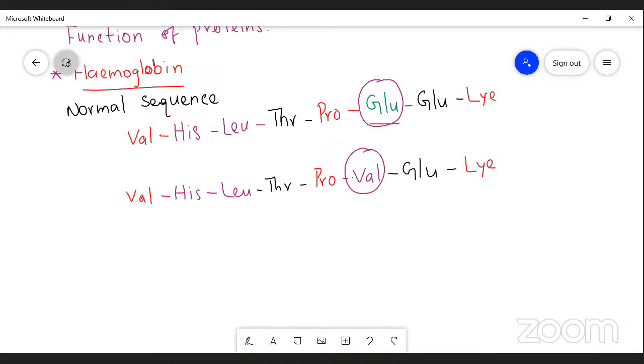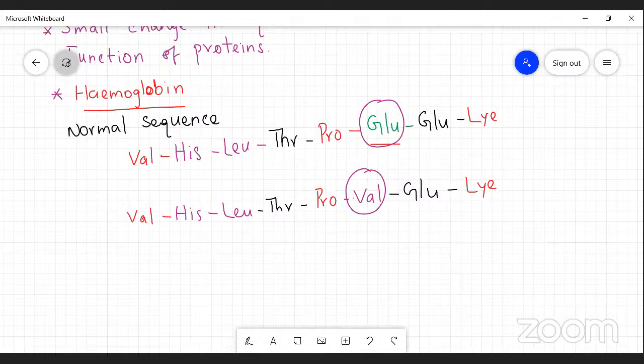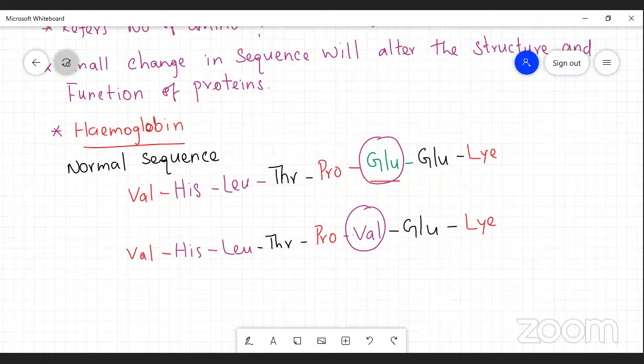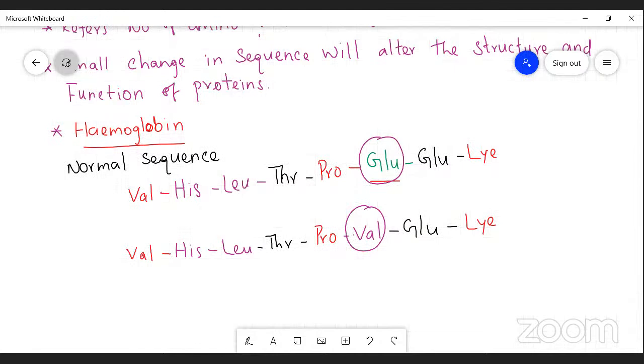The sequence change is very small. In normal hemoglobin, one of the amino acids is glutamic acid. If you change that glutamic acid and take valine instead, then what will happen? It will lose the biological activity of hemoglobin.